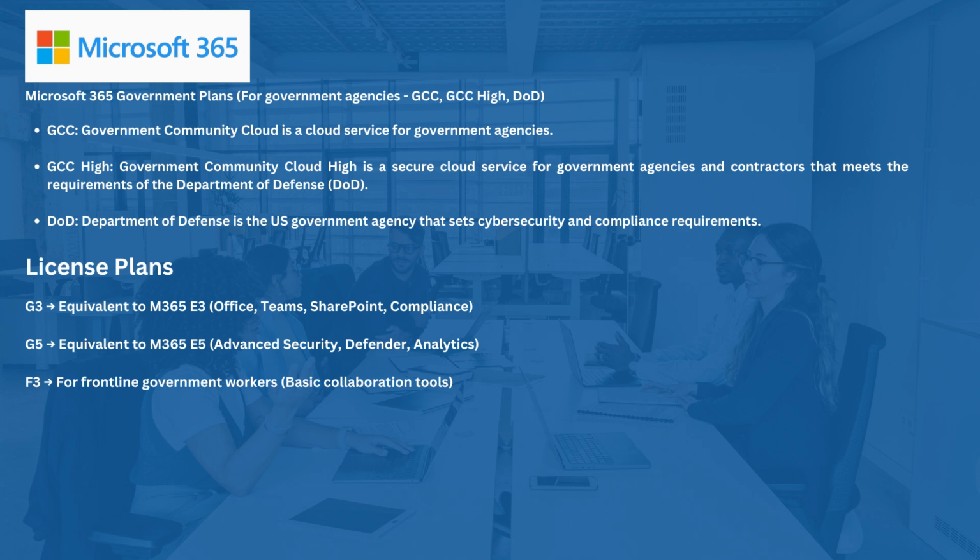It includes Office, Teams, SharePoint, and Compliance. G5 equivalent to M365 E5, and it includes Advanced Security, Defender, and Analytics. F3 is for frontline government workers, and it includes basic collaboration tools.